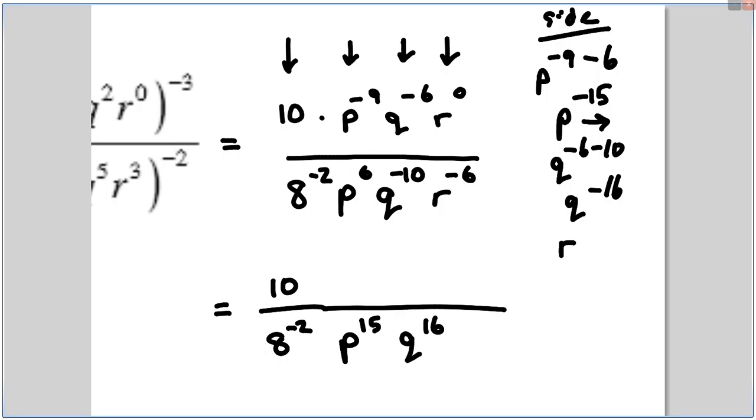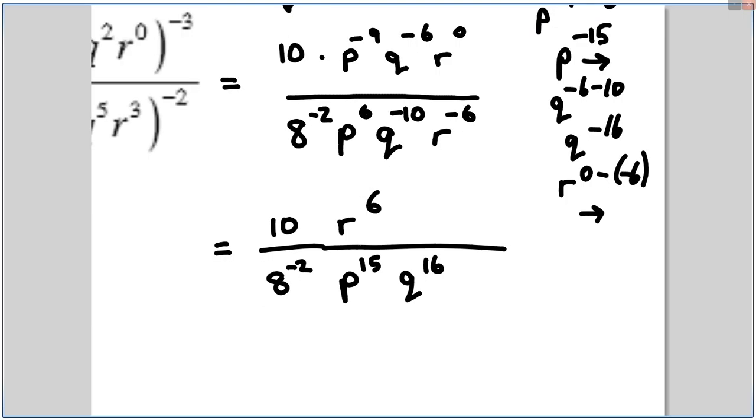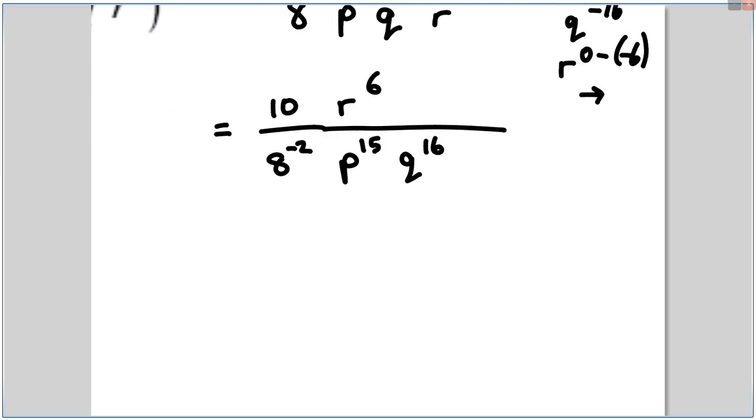Now R, 0 minus -6. 0 minus -6. Two negatives make a positive. What do you do in junior high?